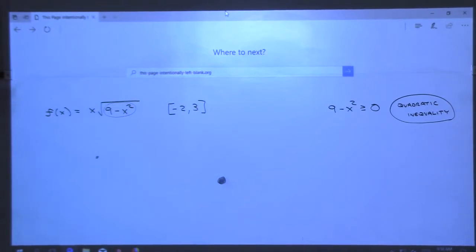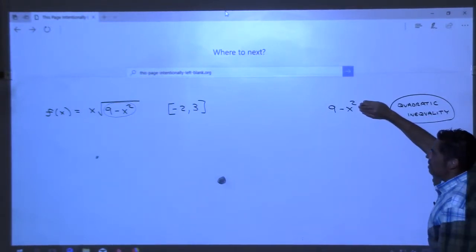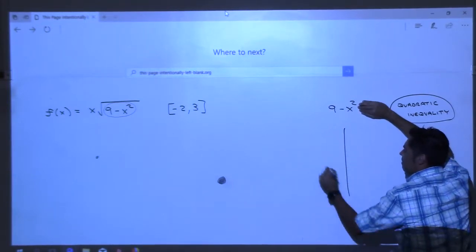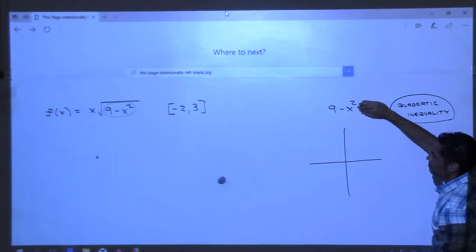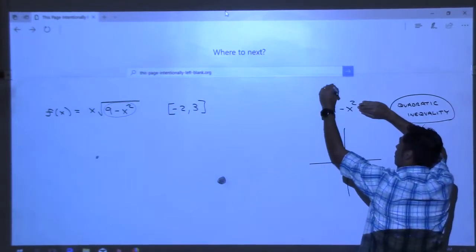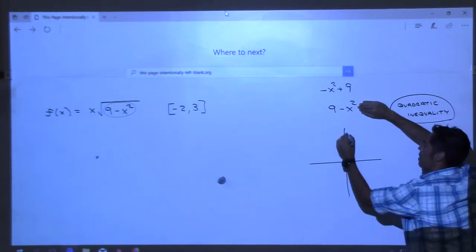I am going to do this a little bit. I think I'm going to go a little bit easier than this method because this is a pretty easy thing to look at. Let me just look at that right there. If I asked you to graph that as a function, what would it look like? Parabola opens which way? Down. Down, but it's been moved up 9, right? So it would be like this.